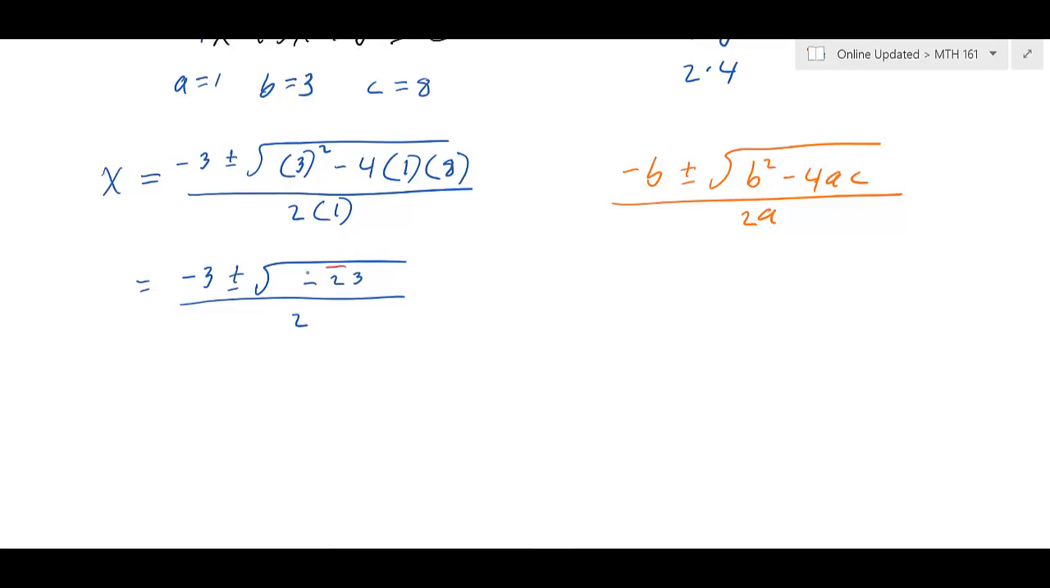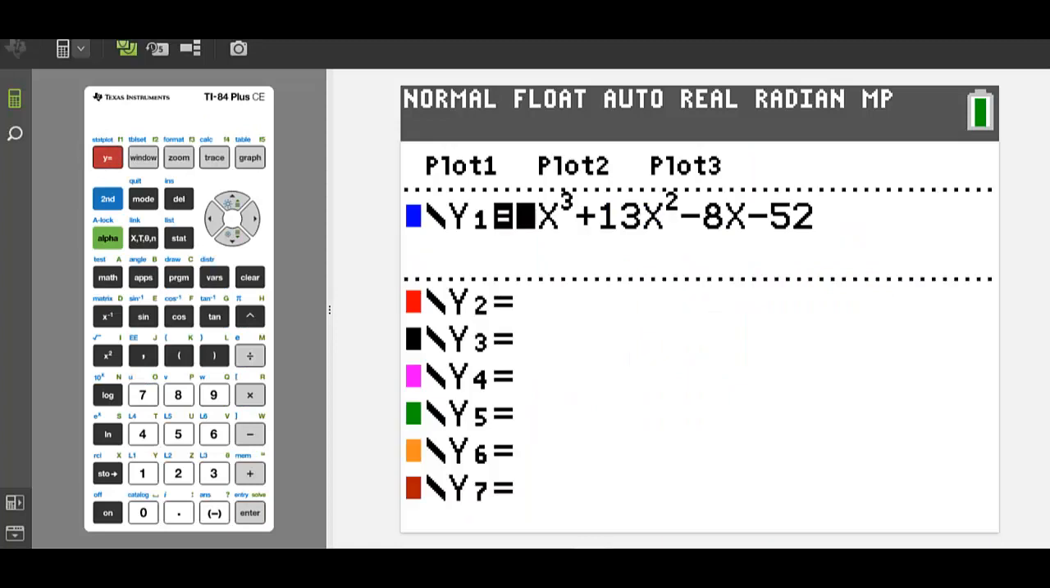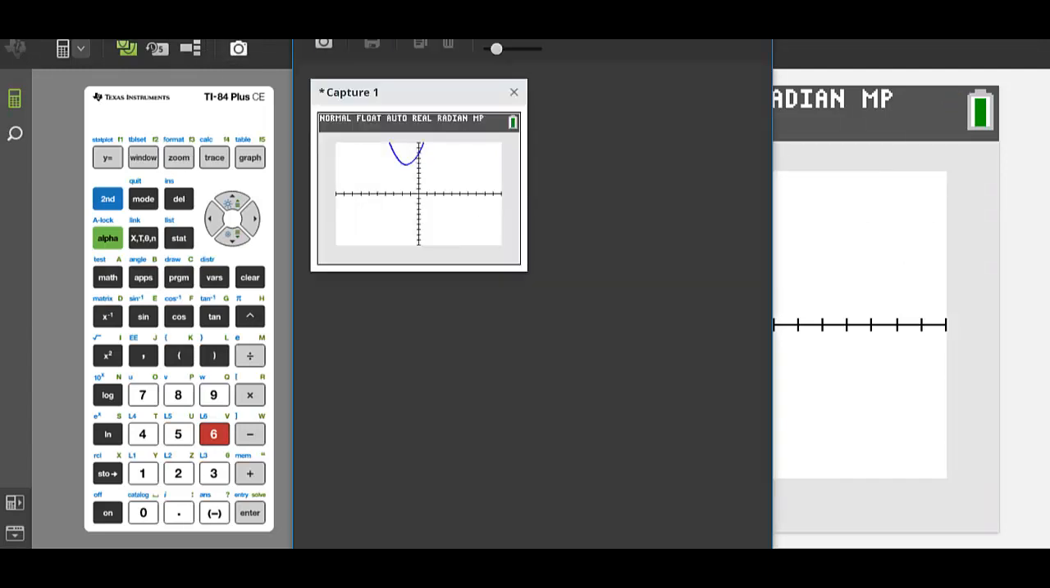Now, because we have a square root of a negative number, this tells us there are no real zeros. So basically that means the graph never touches the x-axis, which means your graph is always going to be positive or it's always going to be negative. So if we look at this graph, if we go to the calculator and we type in x squared plus 3x plus 8, and I'm going to go to zoom 6 to zoom standard, and this is a perfect graph here for us. Let me copy this over here.